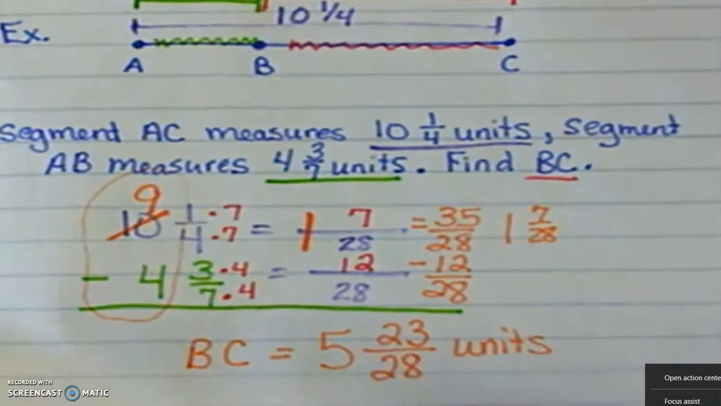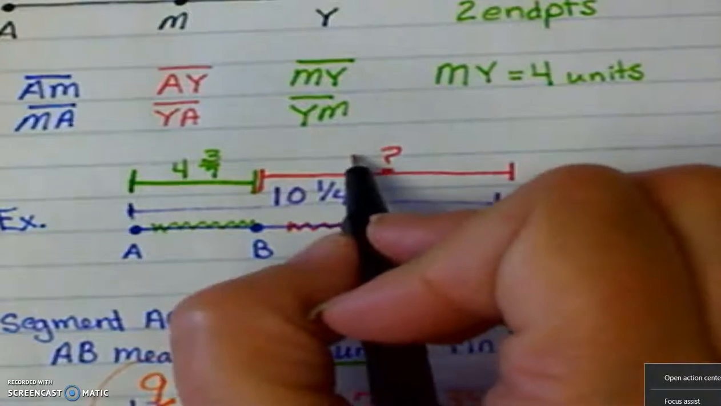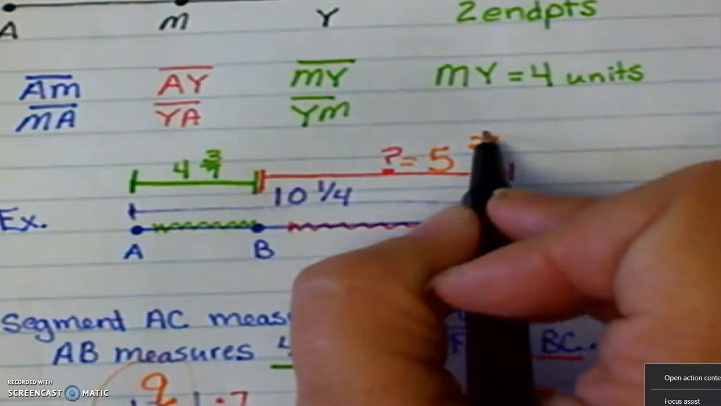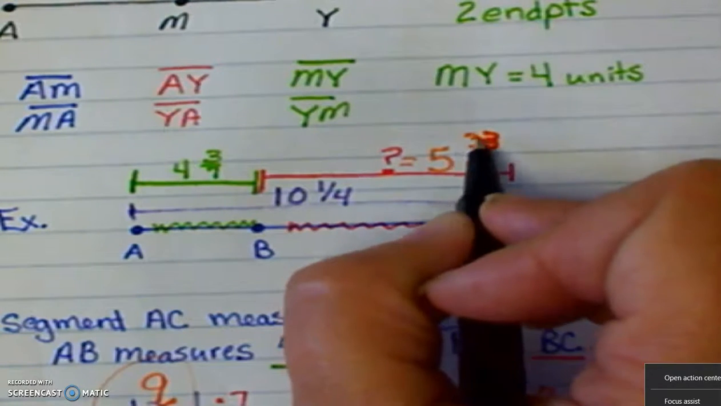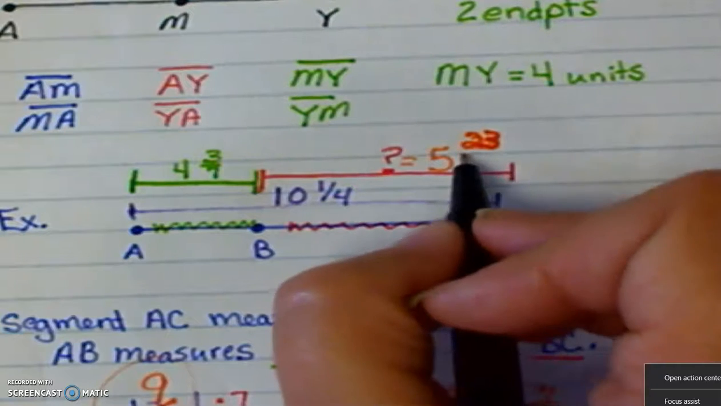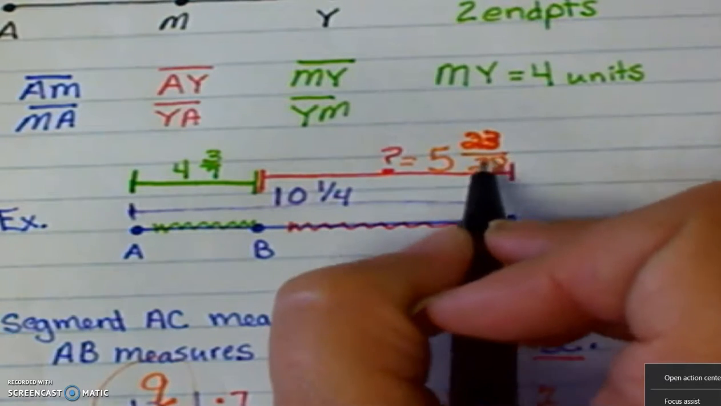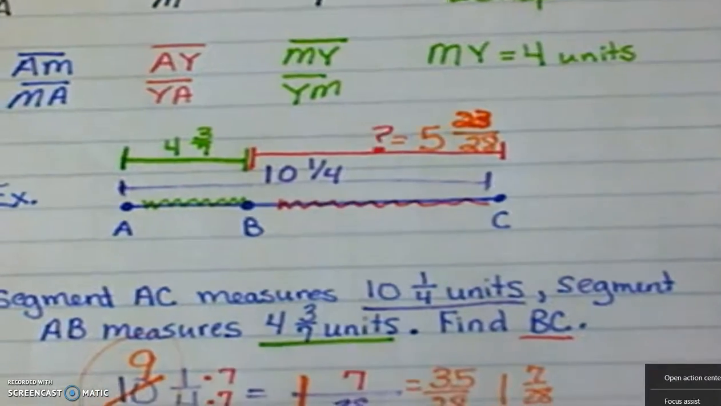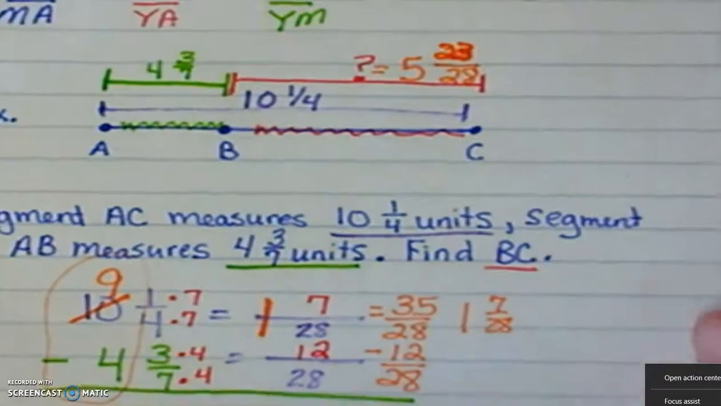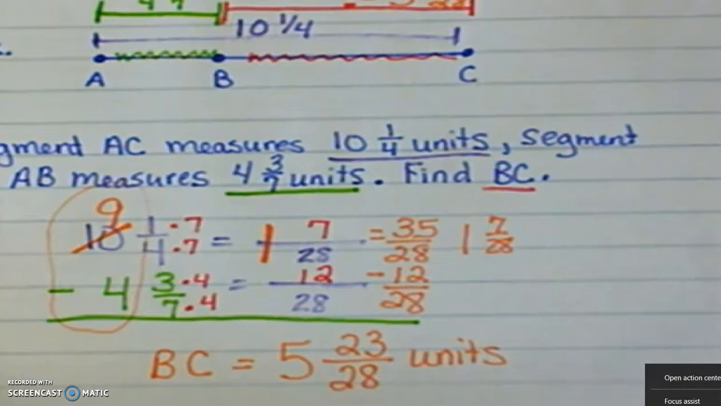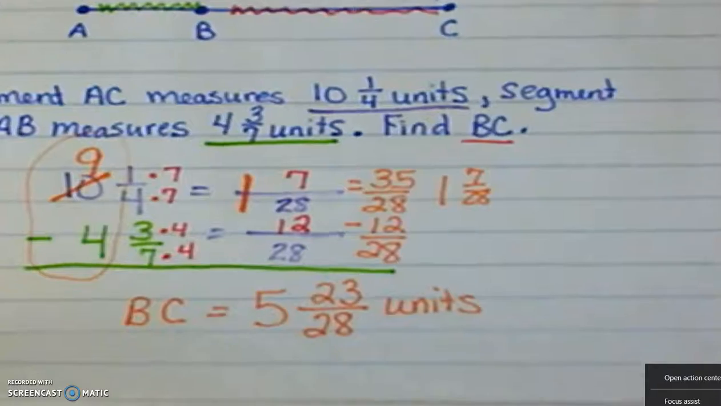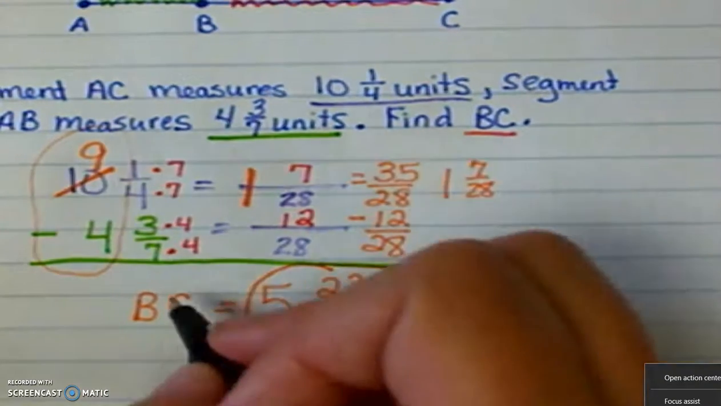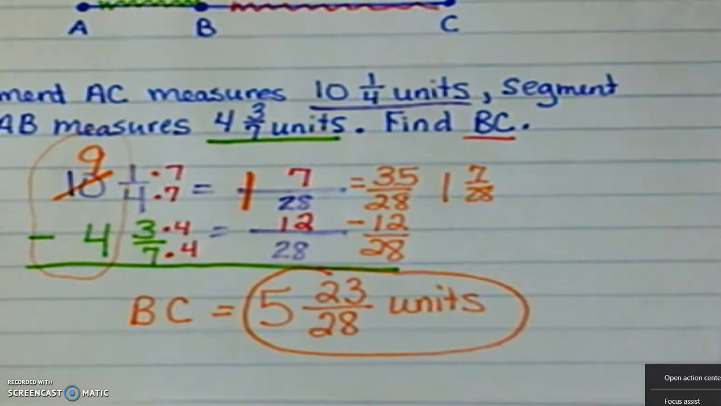So if I go back and look at my diagram, BC has a value of 5 and 23/28. If you add those two segments together, you should get 10 1/4. So you could check yourself if you wanted to. I know most of you are confident in your addition or subtraction, so you probably would not do that. But anyway, BC does end up being 5 and 23/28 long. Notice I didn't put the bar over it because I am referring to measure.